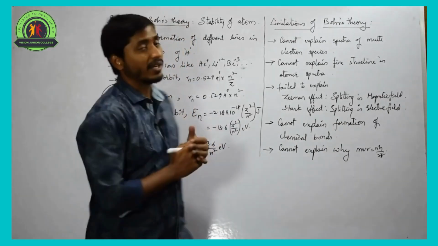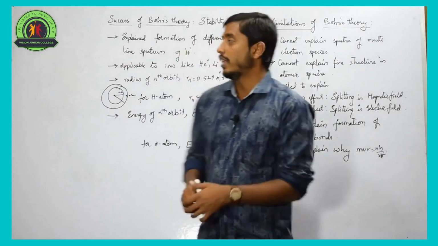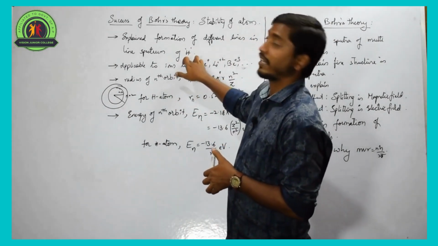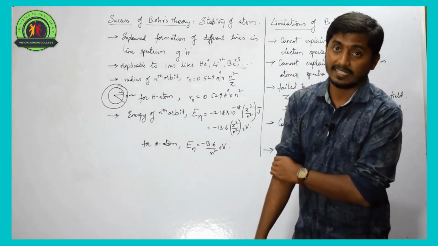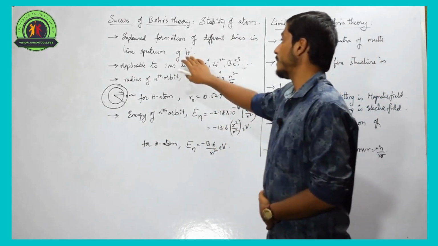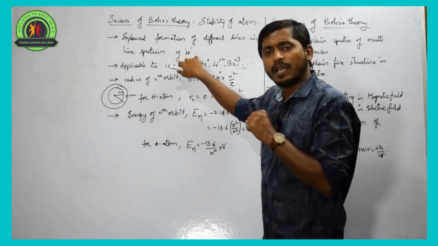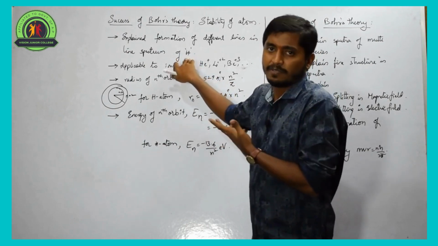These are the basic things which Bohr could explain. Now, if we observe, he explained only the line spectrum, which we discussed in the last class. That is, he explained only a single electron atom, that is hydrogen. Will it be applicable to multi electron atoms? Don't know, he could not explain it.